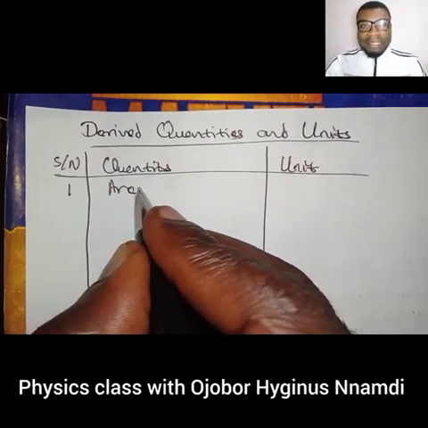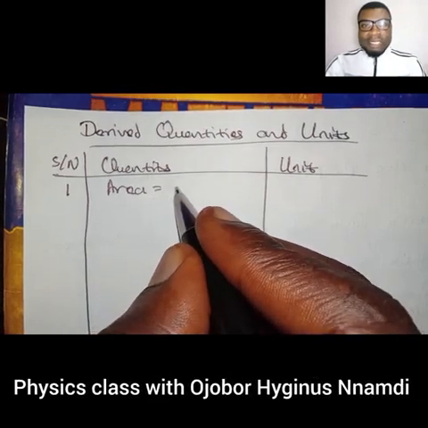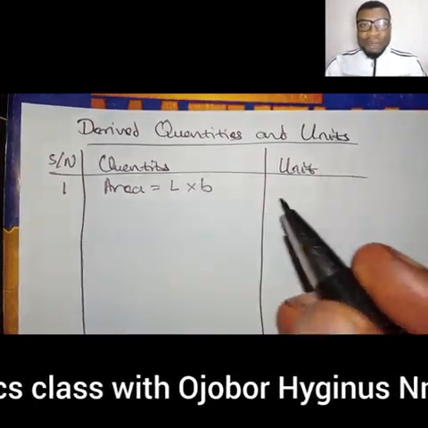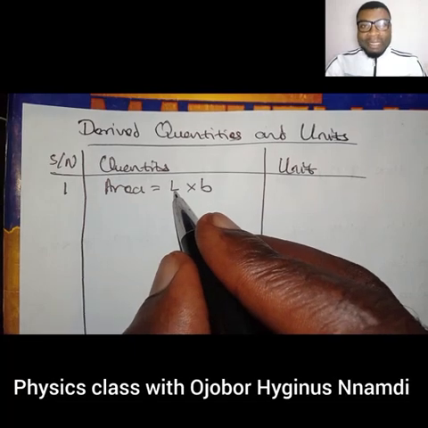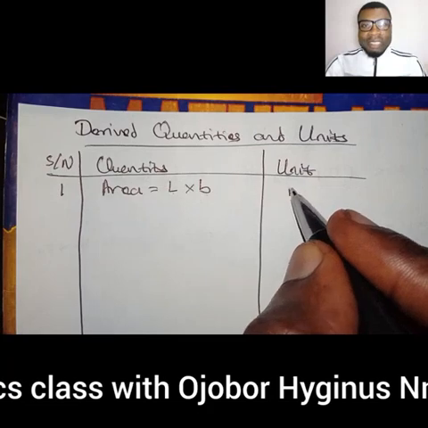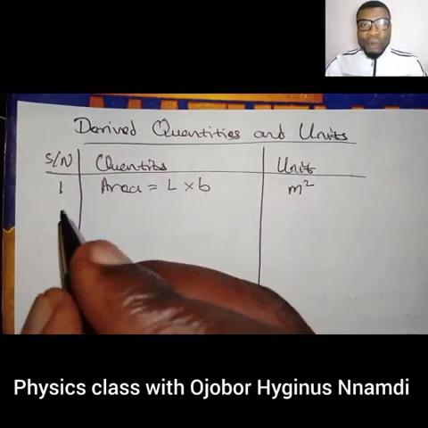Area is a derived quantity. Of course, we know the basic formula for area. Let's say the area of a rectangle is length times breadth, and length is in meters, breadth is in meters. So when you combine meters times meters, the unit of area is meters squared. That is meter raised to power 2.